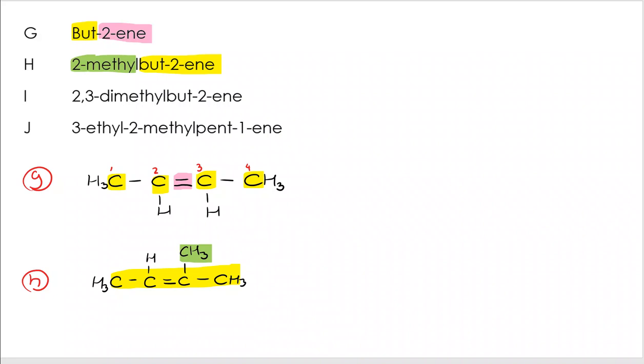If I move on to I, I've got 2,3-dimethyl-bute-2-ene. So let's start with my bute-2-ene once again.